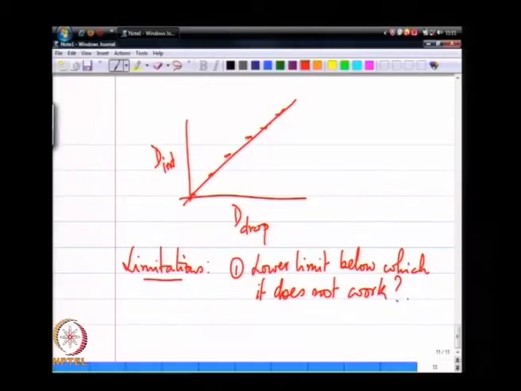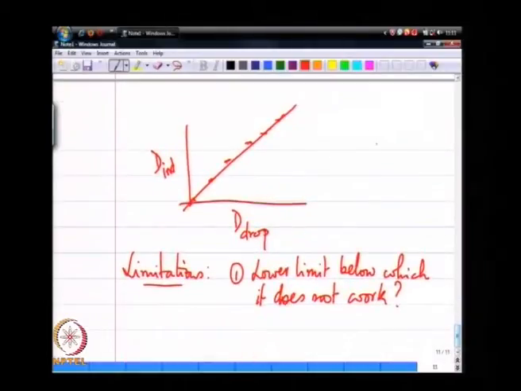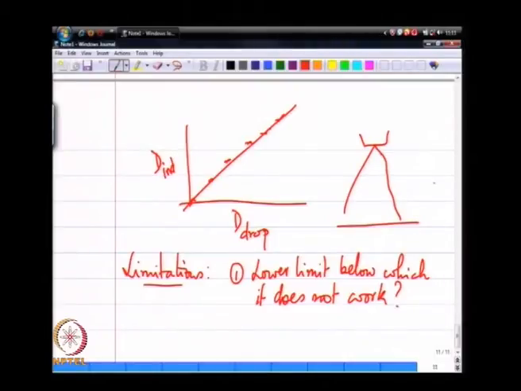Now, where does this come from? Essentially, as soon as I take a spray and place an obstruction in the way of the spray, the smaller drops in the spray are likely to just follow the air stream which is going to go around this way.